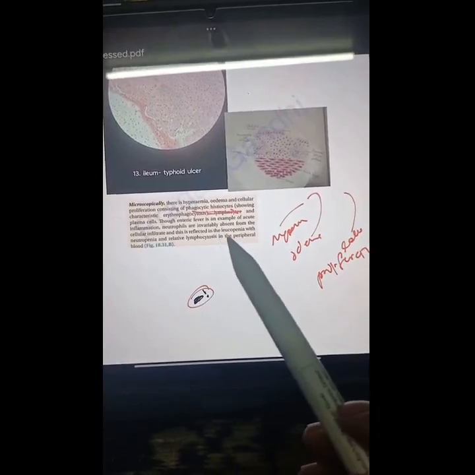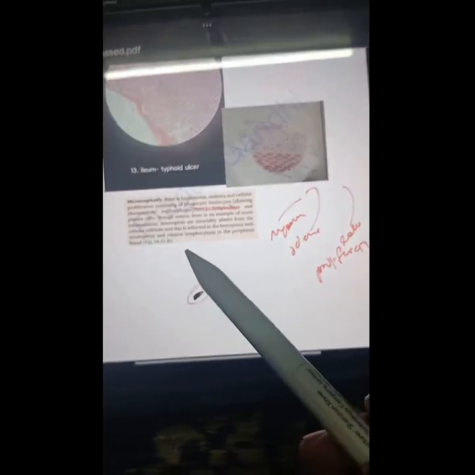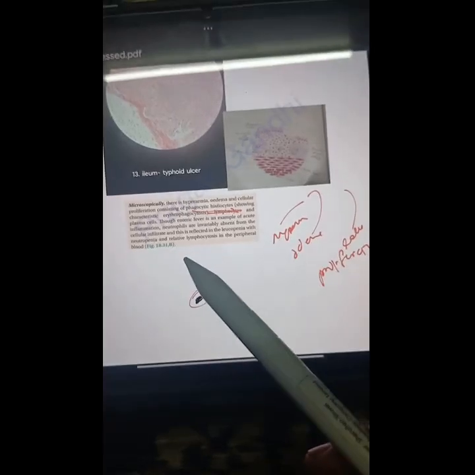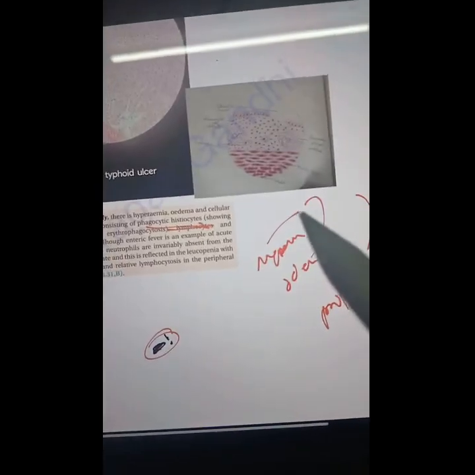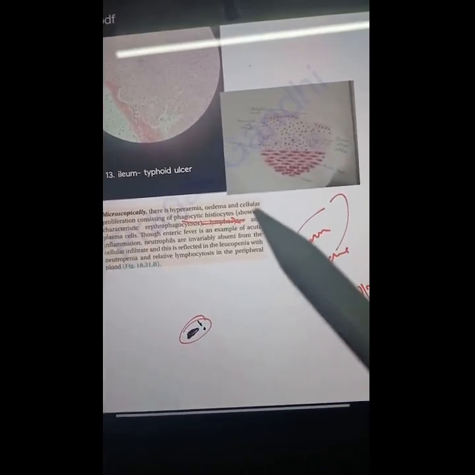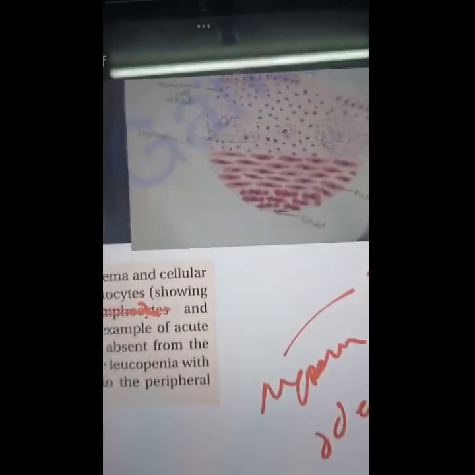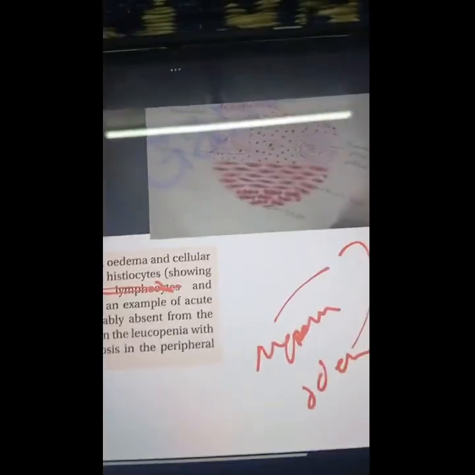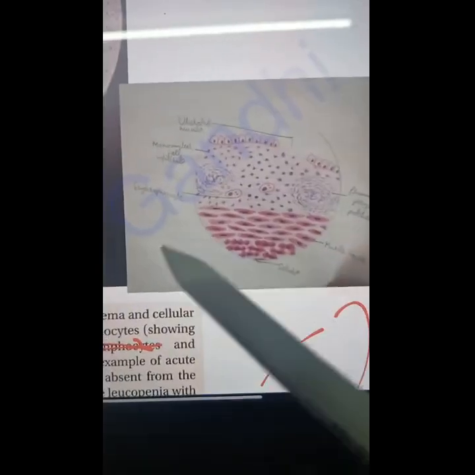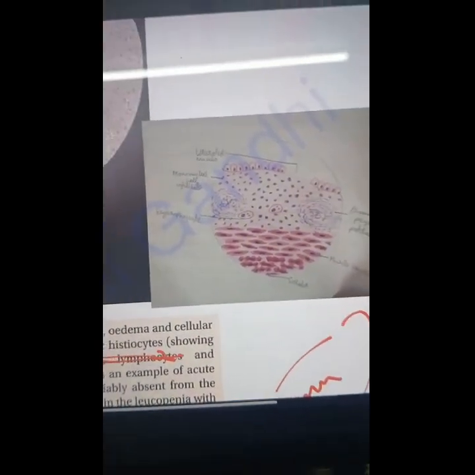And though enteric fever is an example of acute inflammation, still neutrophils are invariably absent from the cellular infiltrate. You can't find any neutrophil, but you find mononuclear cellular infiltrate. Also in this diagram one can observe mononuclear cellular infiltrate is present. So this mononuclear cellular infiltrate, erythrophagocyte. Then this is basically the muscularis layer, and there are prominent Peyer's patches and ulcerated mucosa. So these are the characteristic features of typhoid ulcer ileum.